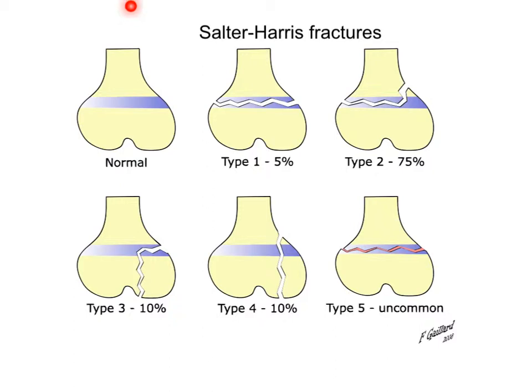As you might recall, the long part, the shaft of the bone is called the diaphysis. The part of the bone that's proximal to the growth plate is called the metaphysis. This represents the growth plate, and then distal to the growth plate is an area called the epiphysis.